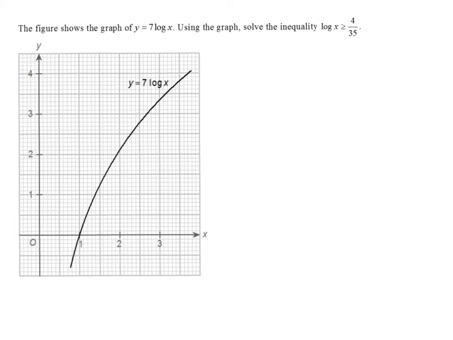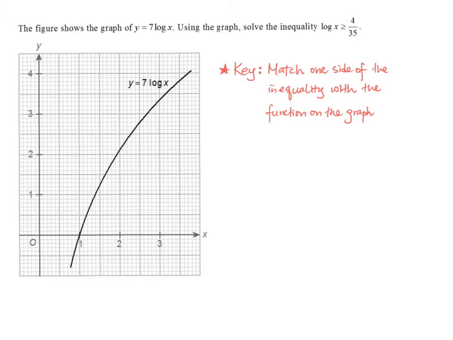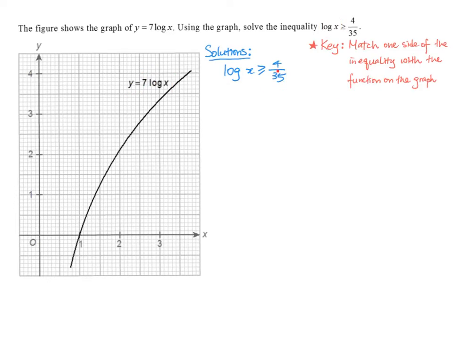Given the graph of y equals 7 log x, how do we use this graph to solve the inequality? The key is to match one side of the inequality, this part, with the function on the graph, that is, this part. We start out with the original question here. Then what are we missing? We're missing the 7 here, right? So then we multiply 7 on both sides, which gives us 7 log x greater than or equal to 4/5.